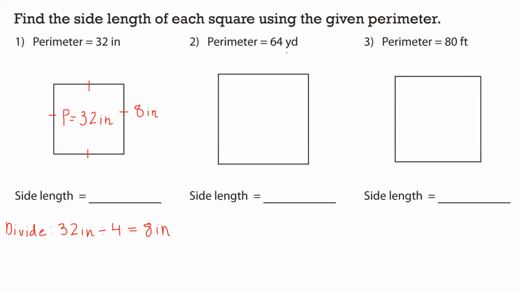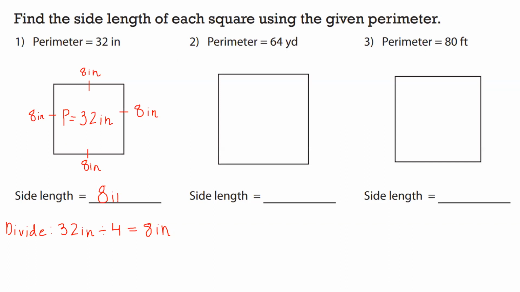By the way, please draw this and do 2 and 3, take a picture of it and send it to me via WhatsApp. So do 2 and 3 by yourself. We know that this is going to be 8 inches on each side. I helped you all with number 1, so write number 1 as the example, but then do 2 and 3 on your own. So the answer for the side length is going to be what? 8 inches.